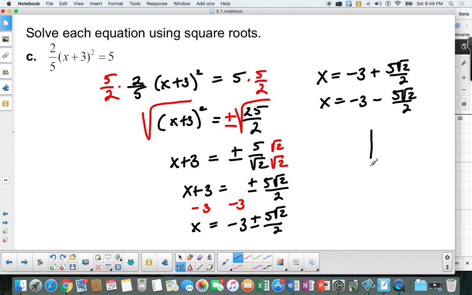And again, this must have been a parabola, maybe it was a parabola that was shifted over, and we got some answers right here.